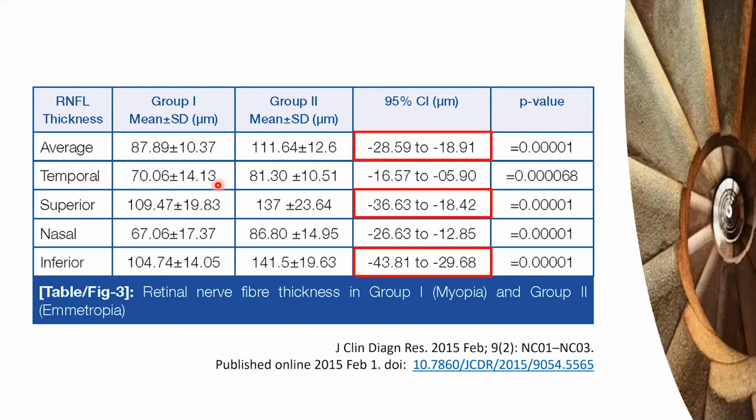The average RNFL thickness between the myopia group and the emmetropia group was between 18 and 28 microns. So the myopes who did not have glaucoma had RNFL thicknesses that were hugely different than the emmetropes. And you could see here in the important glaucoma areas, even a larger spread in the superior and inferior areas. So when using OCT to look for glaucoma in high myopes, I would be very, very, very careful in using reference databases to help you make the decision.